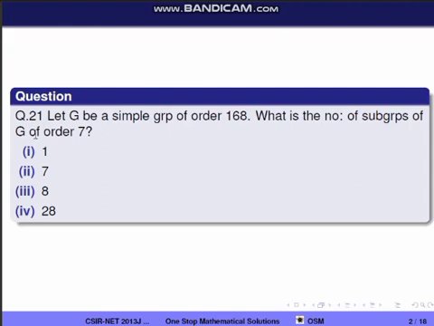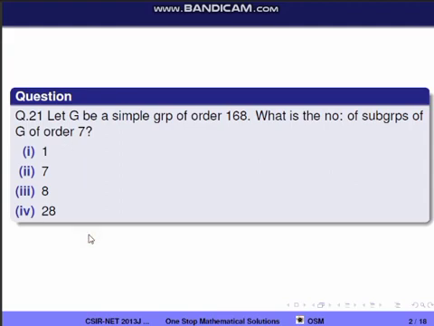First question, question 21. Let G be a simple group of order 168. What is the number of subgroups of G of order 7? We have been given a simple group and its order. We have to find how many subgroups there are of order 7.